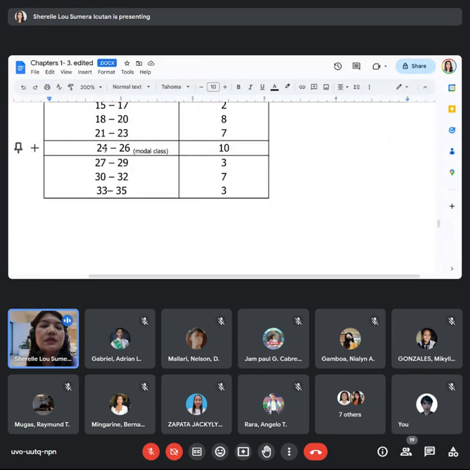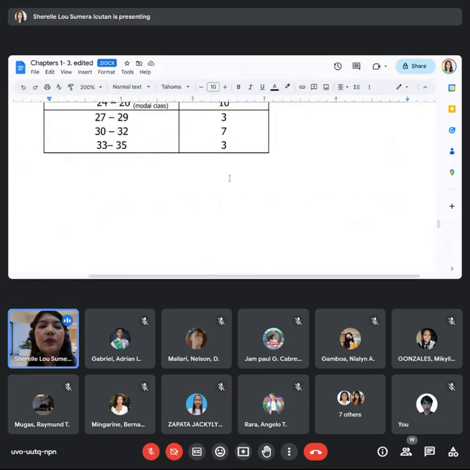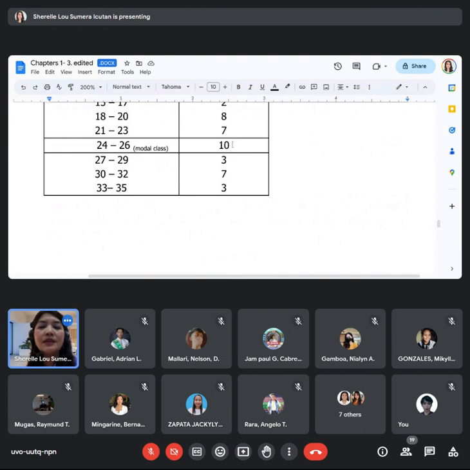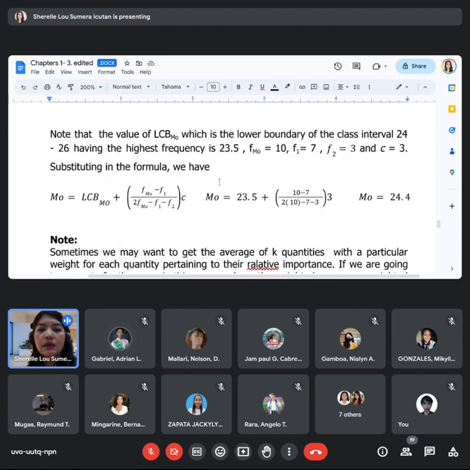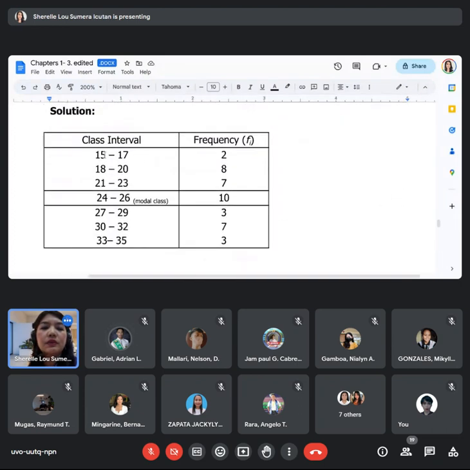Since this is your modal class, you just have to subtract 0.5 from your lower class limit. So you have 23.5. And then plus, what is FMO? FMO is 10. What is F1? It's one step above your FMO. And what is F2? One step below. So your F1 is 7, your F2 is 3. Do you follow? Yes, ma'am. Okay, good. You just have to substitute your values. And then what is the class size? How come it's 3? You just have to look at 15, 16, 17. So your class size is 3.